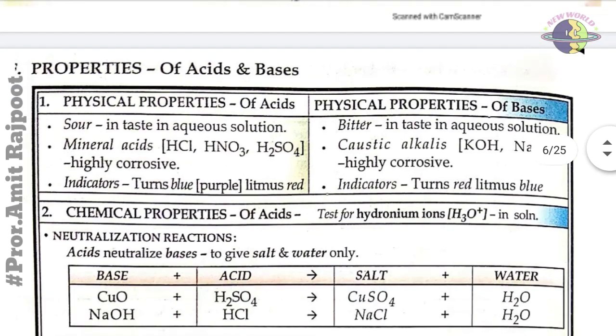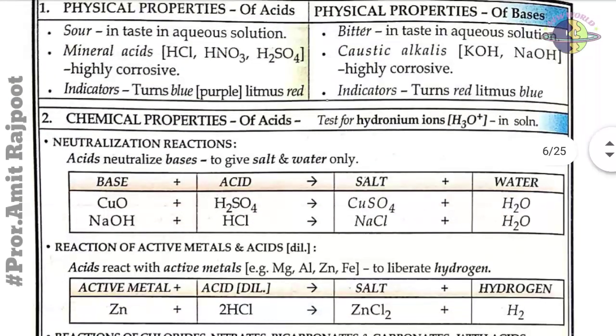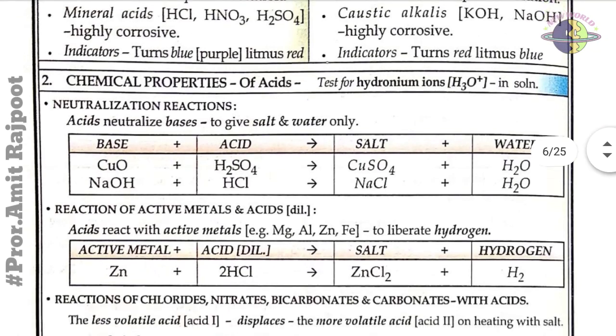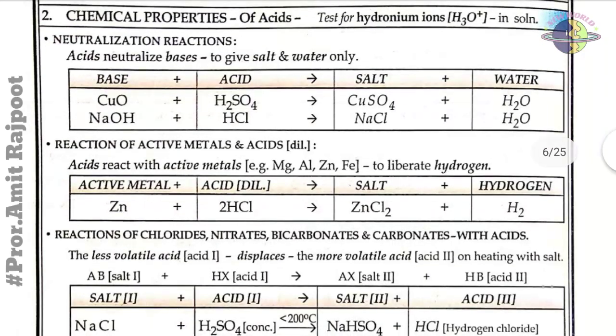Chemical properties of acids are as follows, the very first being the neutralization reaction. In a neutralization reaction, acids neutralize bases to give salt and water only. Base plus acid will give salt and water. Example, CuO plus H2SO4 will give CuSO4 plus H2O.